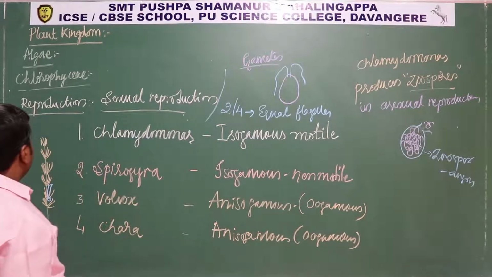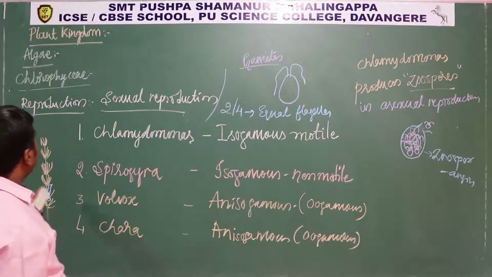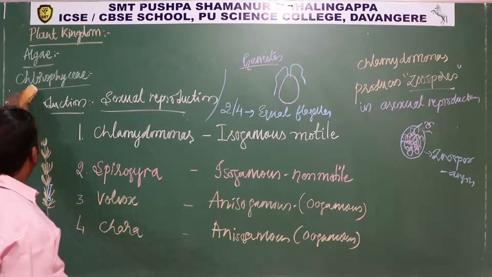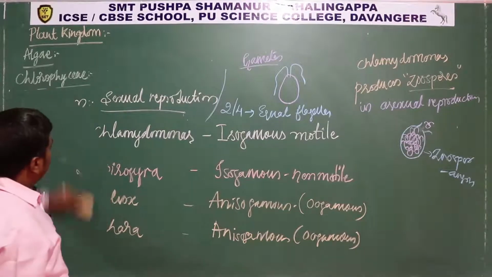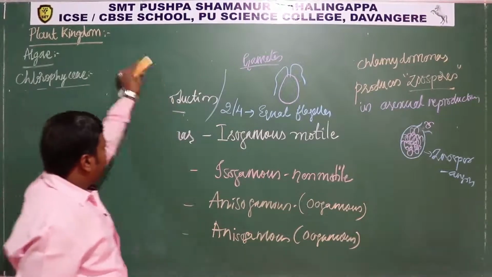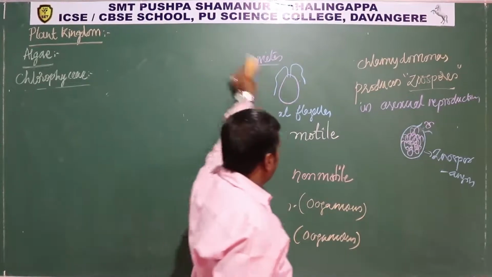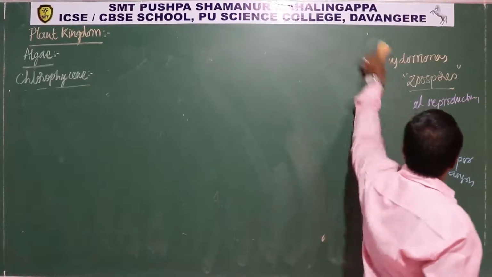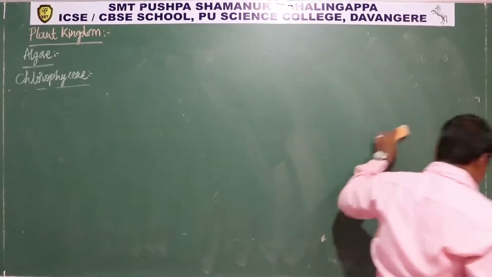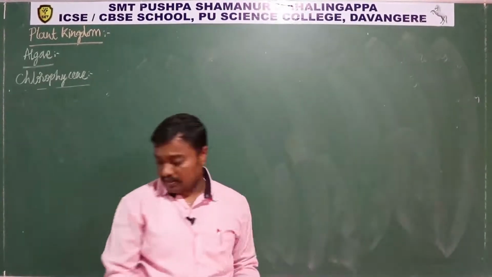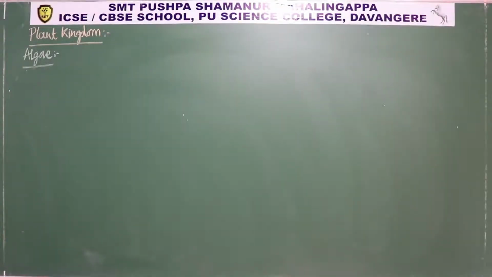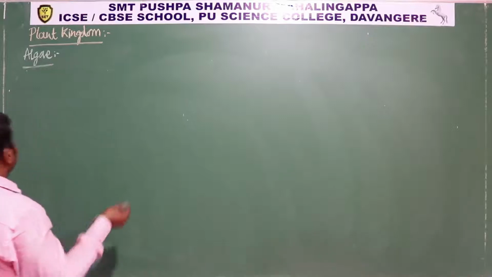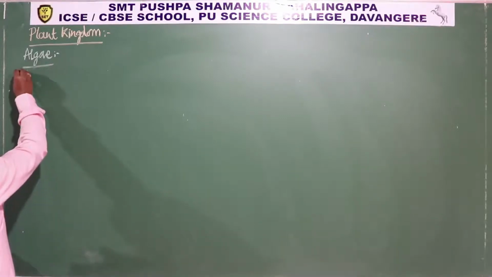Okay, so far it completes the Chlorophyceae members. Then move on to the next class. The next class is Phaeophyceae, commonly called brown algae because of the pigment present there. Let us study one more class under the algae, that is Phaeophyceae.